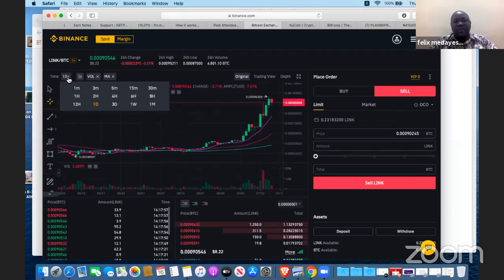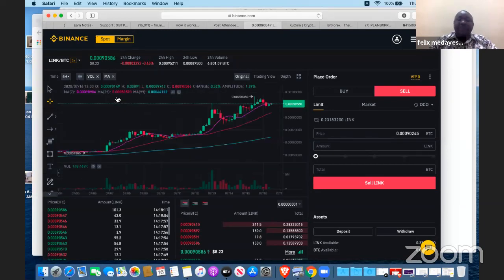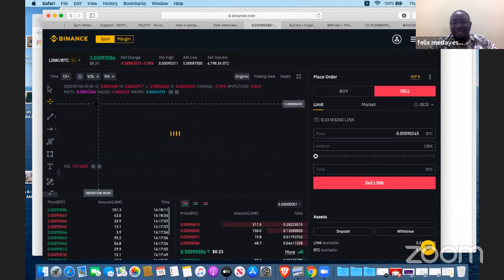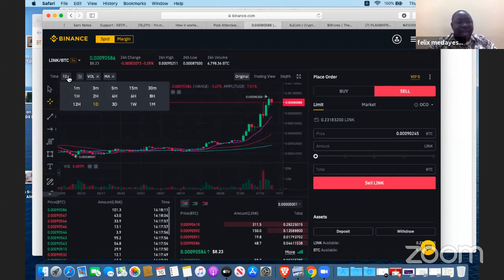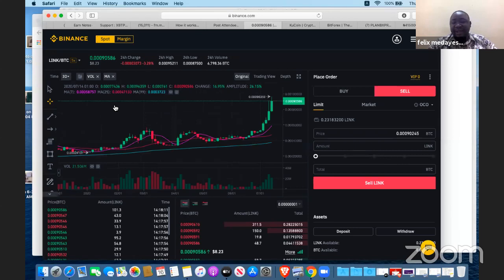And please always check the time interval of your trade. Mostly I advise you put it in 4 hours. But for some of us who do long trades, it's good you put it in day. So Chainlink, if you look at the day interval, Chainlink has done a crazy thing. Look at the way Chainlink has moved. If you check the 3 days interval, look at what Chainlink has done. Let's check.